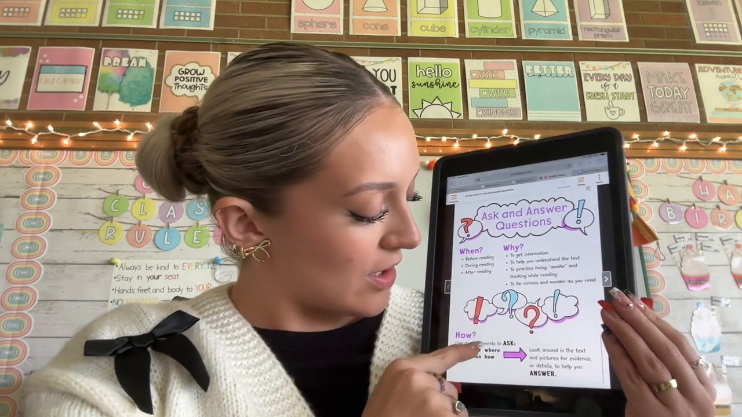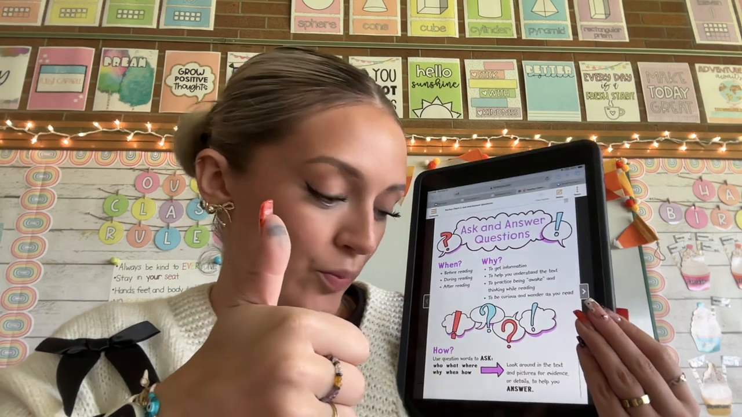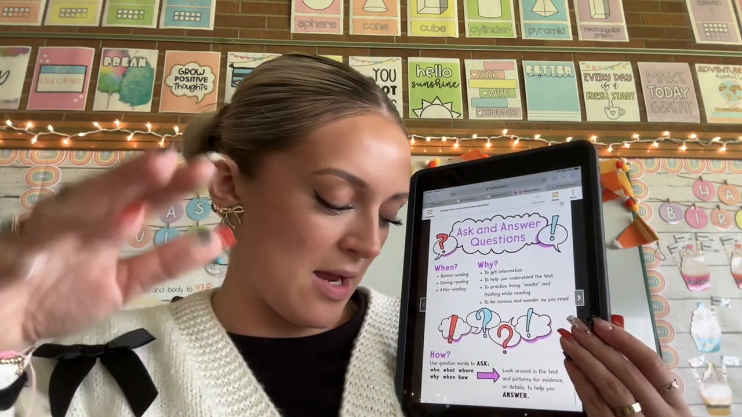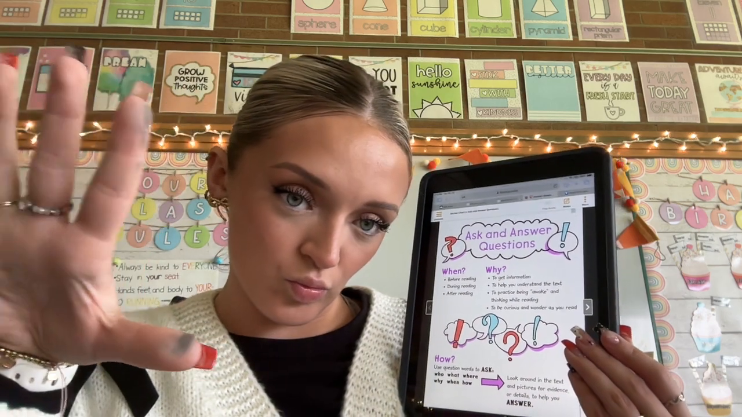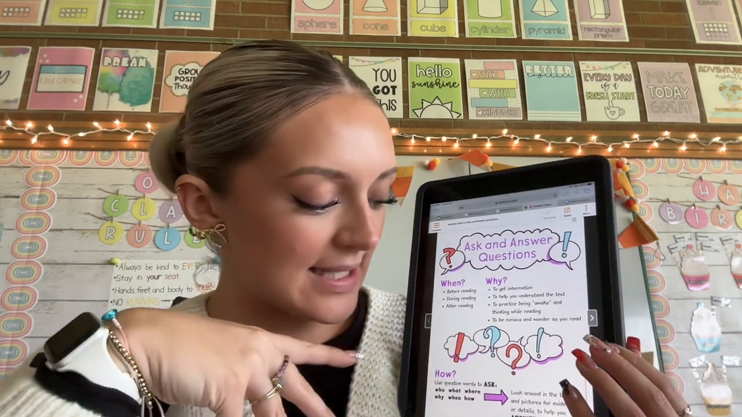You should always be asking yourself questions while you read, and before you read, and after you read as well. How? We're going to use those question words to ask ourselves: who, what, where, when, why, how. But in this story specifically, we're focusing on when, why, and how. So we're going to look around in our story, in the pictures and the words, for evidence or details to help us answer our questions.